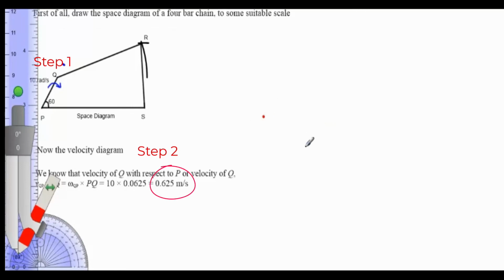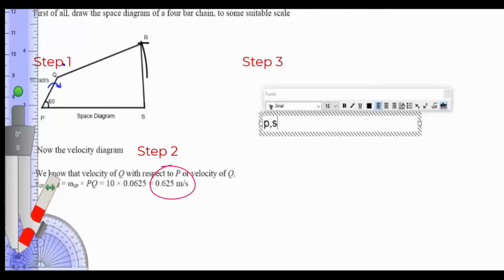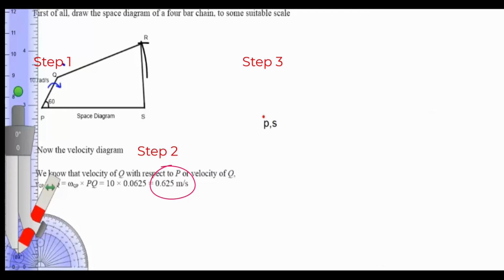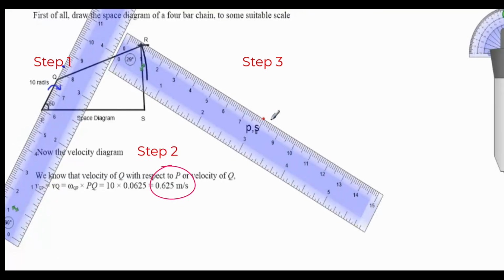To start with, anywhere you put a dot, since the points P and S are fixed, it will have zero velocity. So it starts with a dash. You can put it arbitrarily anywhere. Now we are going for the next link. Now I want to find point Q.